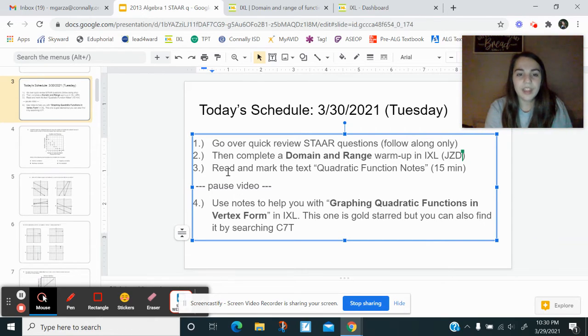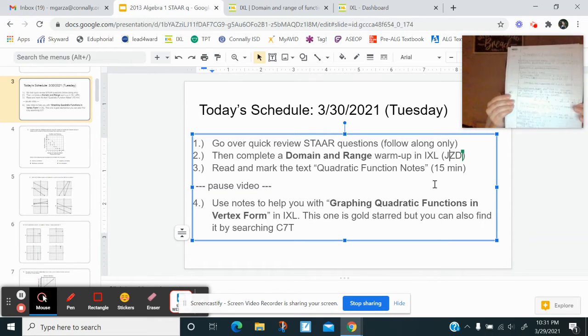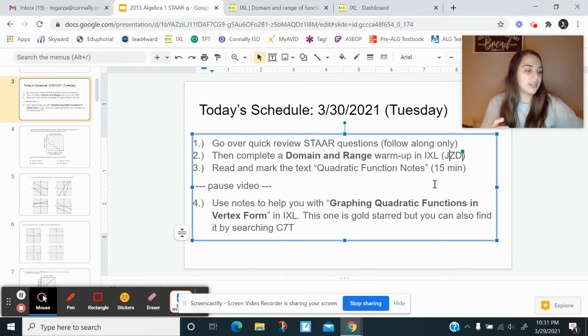The next thing you're going to do after you have finished that IXL is you're going to read and mark the text for the quadratic function notes. I have written a bunch of notes for quadratic functions. There are 2 notes, 2 pages. One thing about math is you have to get used to reading math. If you can't read math, you won't be able to understand it because you won't be able to write it.